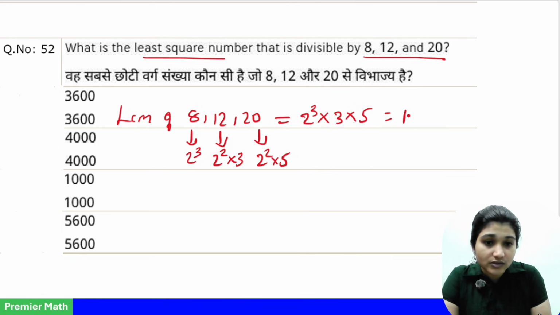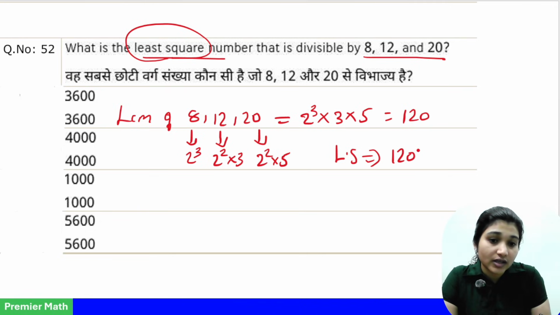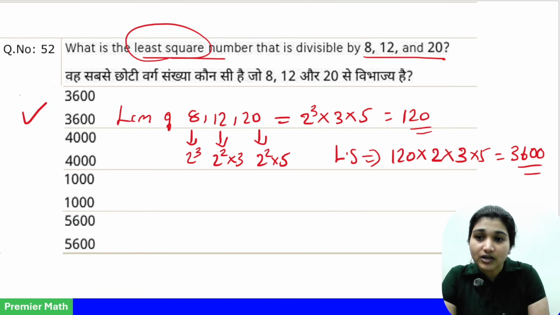Now 15 into 8 is equal to 120, but 120 is not a square. We need the least square. So just make the power of these prime numbers even. Then you will get the square. So here 120 into, to make 2 cube even, multiply it with 2. So 2 cube into 2 is 2 raised to 4. So multiply it with 2. And again 3 into 3 is 3 square, 5 into 5 is 5 square. So this is equal to 120 into 30, 3600. Or you can simply take a multiple of 120 here. Option 1 is your answer.